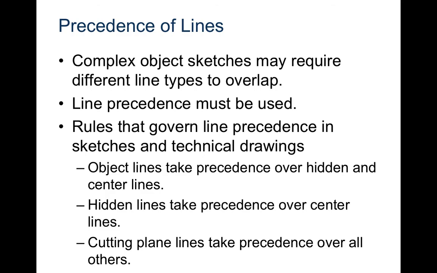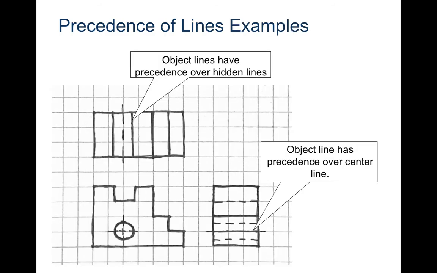One thing, you don't need to add this to your notes right now, there are rules about line precedence. If we have something like this shape here, this weird staircase thing with a hole cut out through it, this would be the front view. If we look at the side view of it, we've got all these hidden lines, and this hole here has a center line. Well, we would put a center line through here, but there's an object line because we see this step from the side. So the object line takes precedence.